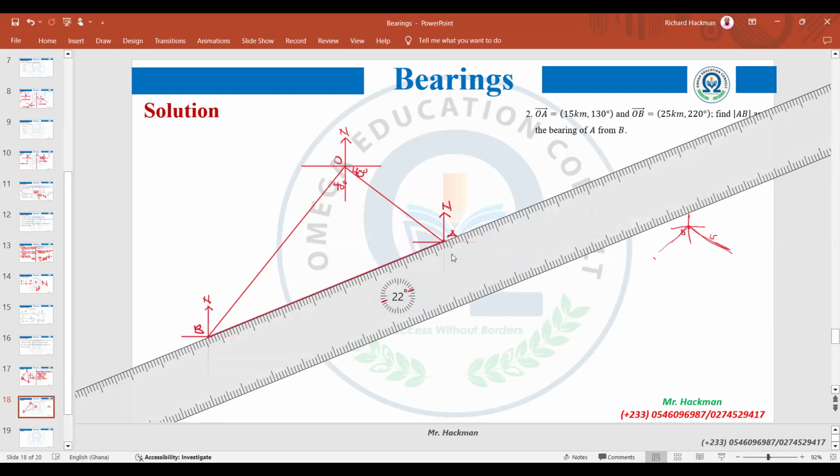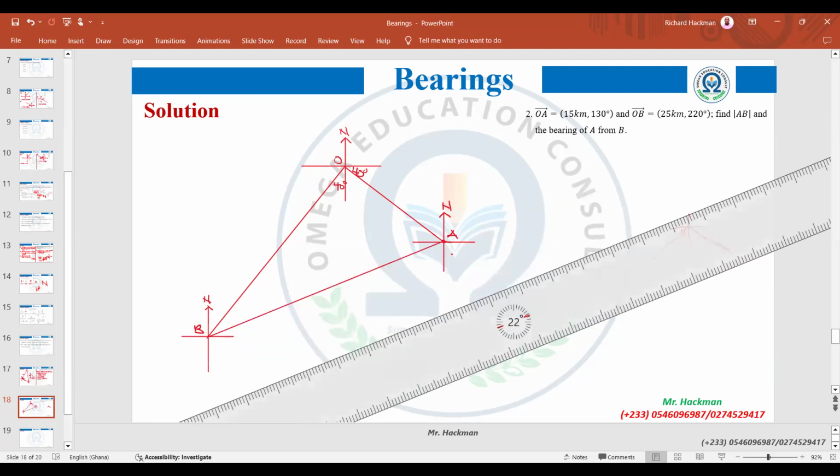And remember, we didn't indicate our distance, which is very important. So this one is 15 km. However, the distance here is 25 km.